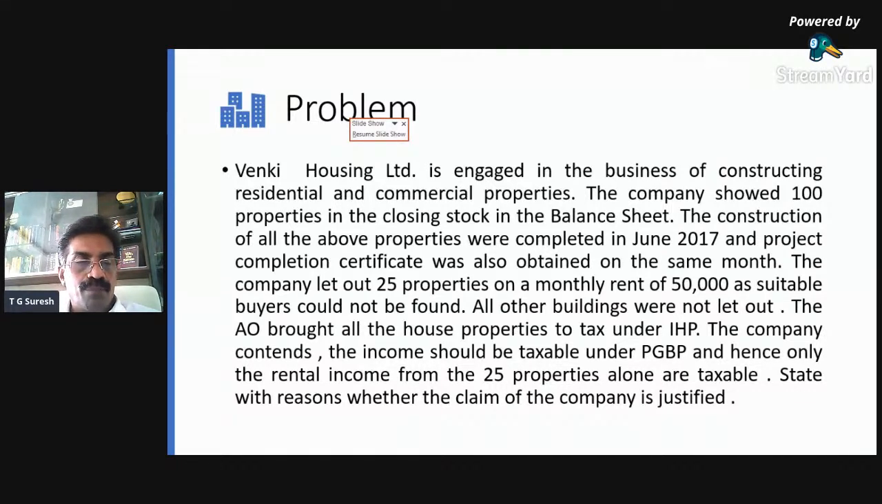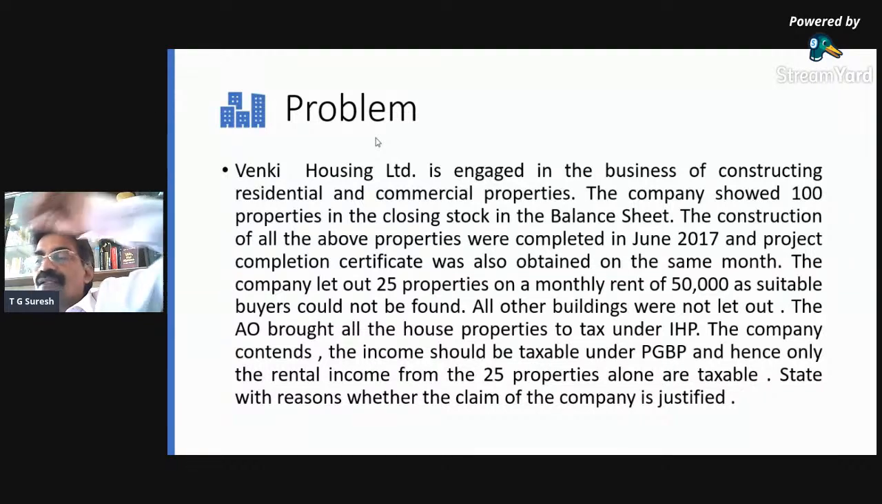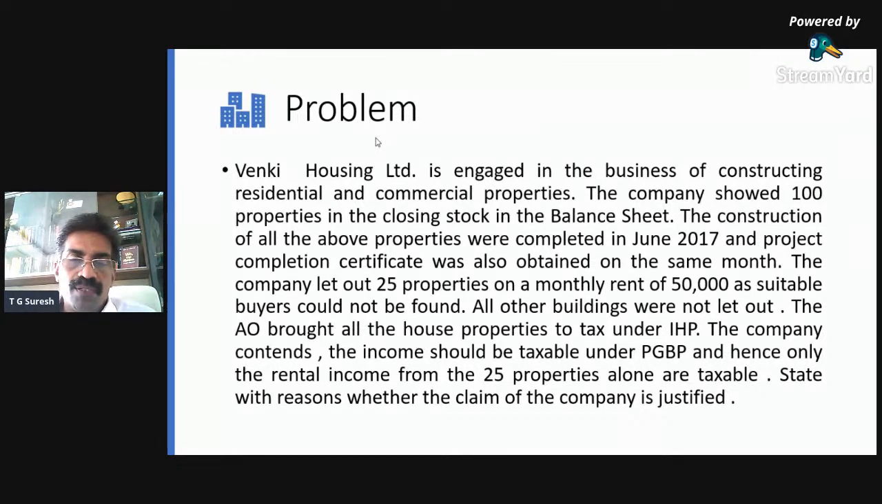The only point which possibly some of you might get confused about in the examination is this: the property is completed in June 2017, and the amendment made by Finance Act 2019 is for assessment year 2021. Should this amendment be applicable for the properties which were completed in June 2017? That could be the only dilemma for you in the examination. The answer is yes. This section will apply even for properties which were completed in an earlier period also.